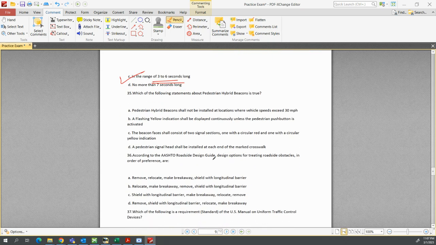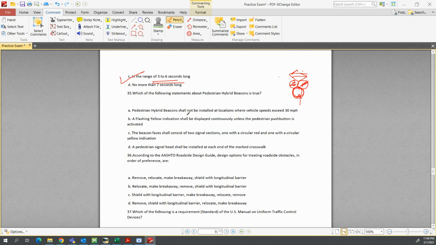Next question, which of the following statements about pedestrian hybrid beacon is true? So a pedestrian hybrid beacon is like this. Two signals will be like this and one will be like this. So basically these are red, and this one is yellow. It will be yellow most of the time when there is no pedestrian to cross, but as soon as somebody pushes the pedestrian button, then the two reds will start to flash. That means the pedestrian can cross at that time, right?